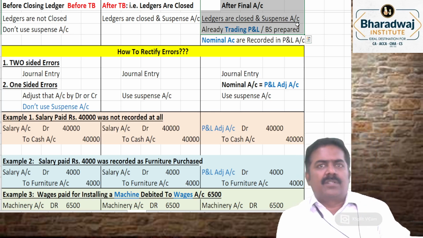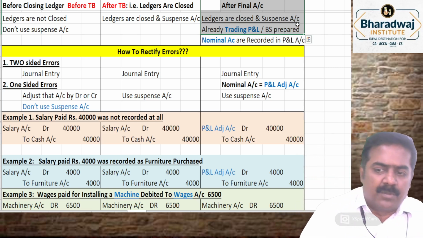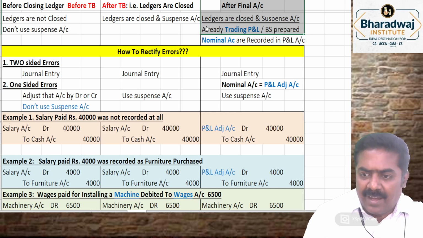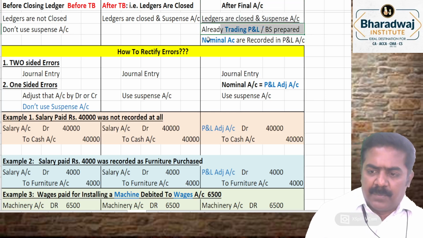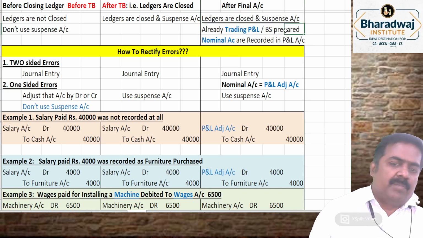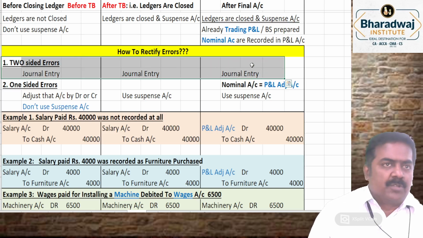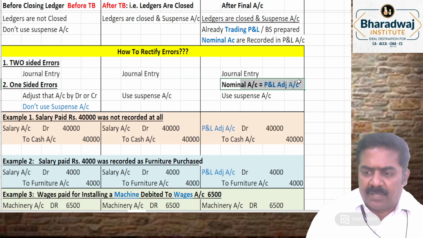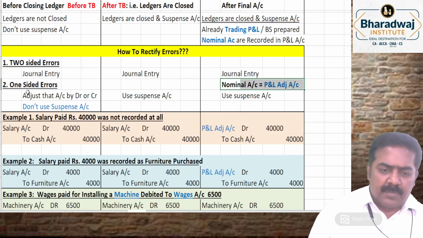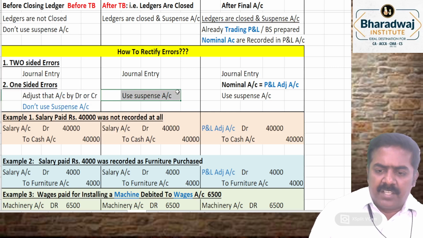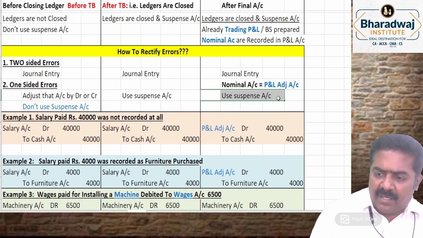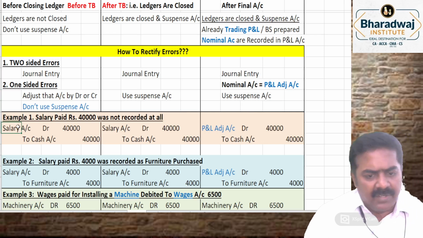After final accounts means ledgers are closed, suspense account will be recorded in balance sheet. Please remember, already trading P&L account is prepared, which means nominal accounts already closed in which account? P&L account. How to rectify? Before closing ledger, pass which one? Journal entry. After final accounts also pass which entry? Journal entry. But in the place of nominal account, we'll use which account? P&L adjustment account. For all the errors affecting one account, just adjust that account. Don't use suspense account. If it is after trial balance means what? Use suspense. If it is after final accounts, use which account? Suspense account.